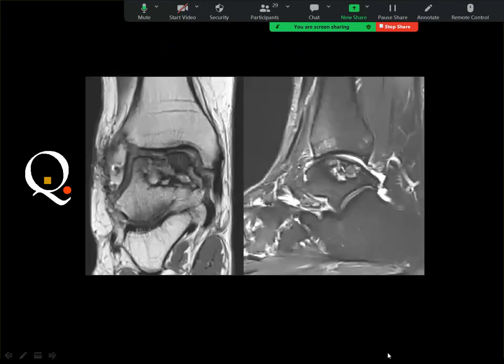Next case is an MRI of the ankle, and this is coronal T1, and this is sagittal STIR.